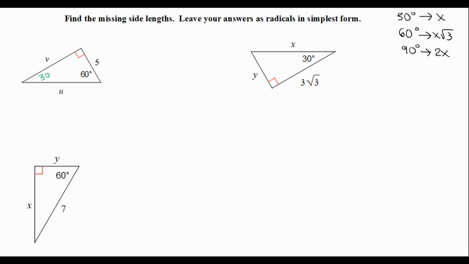So if we label this across from 30 as x, this means that x equals 5. Now the other two side lengths: across from the 60-degree angle is x root 3, meaning that this side length is 5 root 3. And across from the right angle is 2x, so this side length would be 2 times 5, which equals 10.